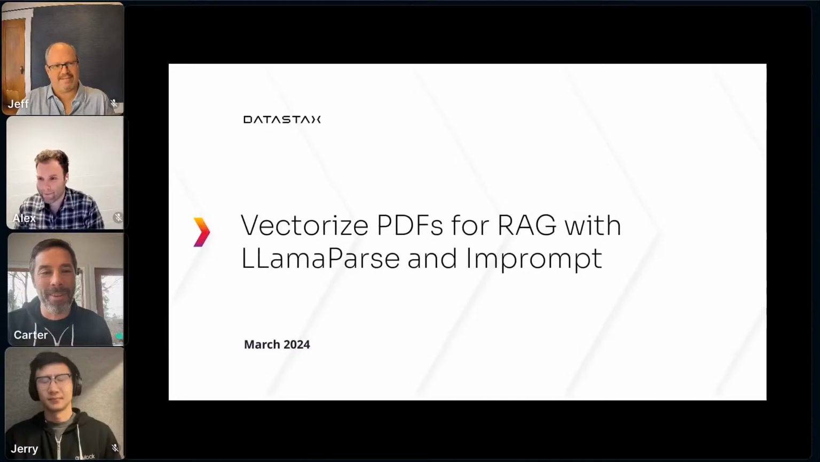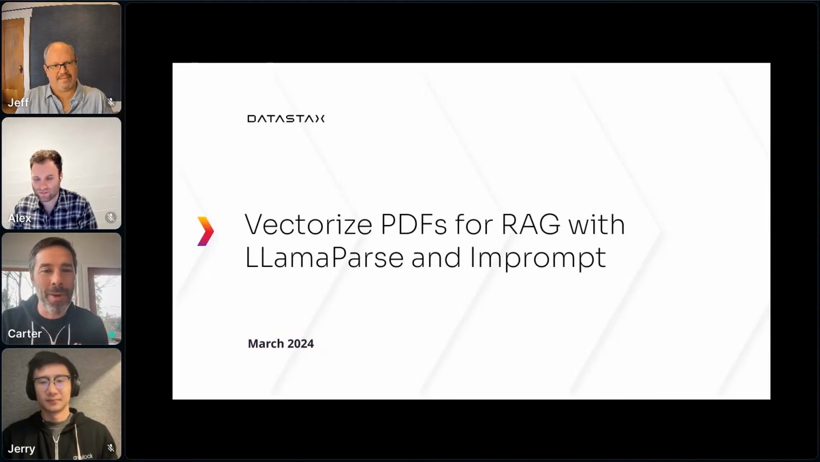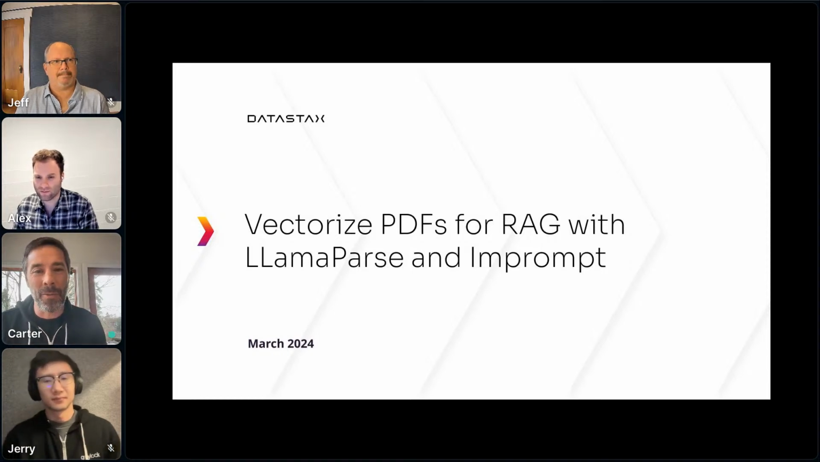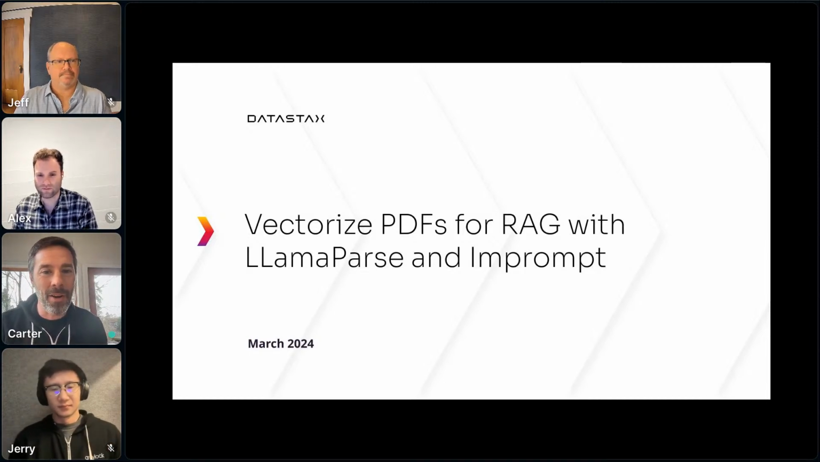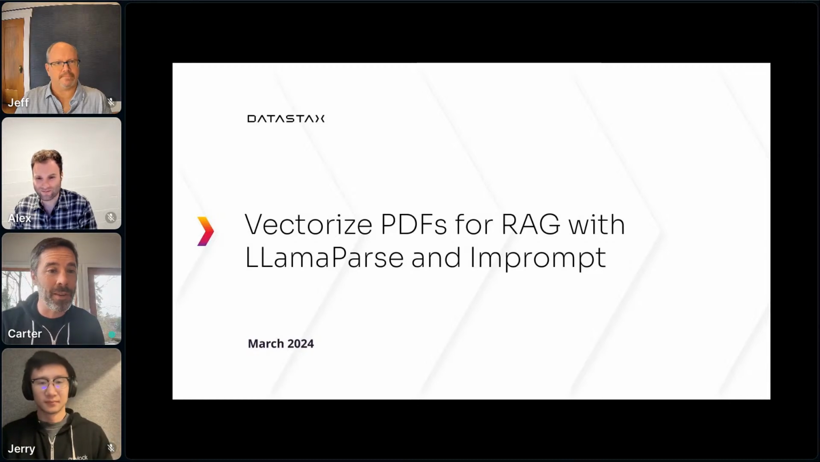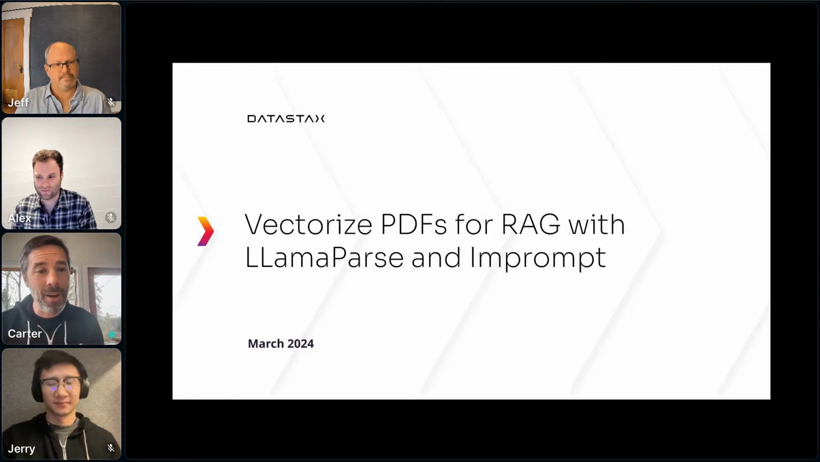What are we here to talk about? This is episode 2 of DataStax Dev's live streams, and today we've got a fantastic episode where we're going to talk about how you as developers can vectorize PDFs in order to build really amazing experiences using RAG. And we're going to teach you how to do that using LlamaParse. And then we're going to show you an awesome product called Imprompt that was built using LlamaParse and using Astra DB. Super excited to talk about this.